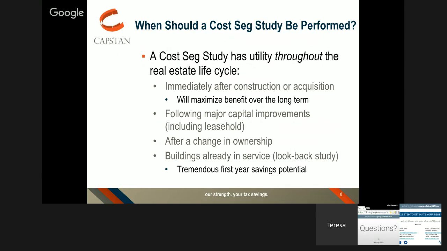We also see instances where you might be making major capital improvements, whether you lease the building or you own the building, maybe for a really long time, and you're putting on an addition or major capital improvements, and it's enough that it would benefit doing the cost seg on that capital improvement project. Sometimes people forget that if you have a change in ownership, let's say you've got a family business, or partners even, and you've got a partner moving out of the business and somebody buying their partnership out.